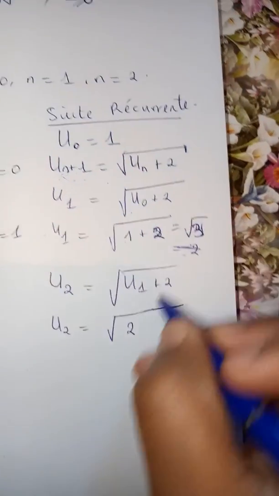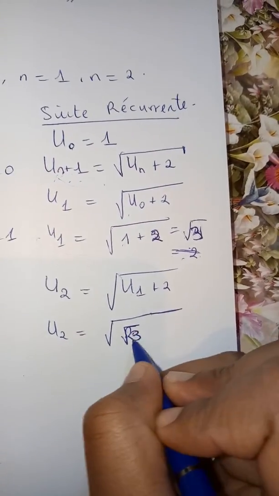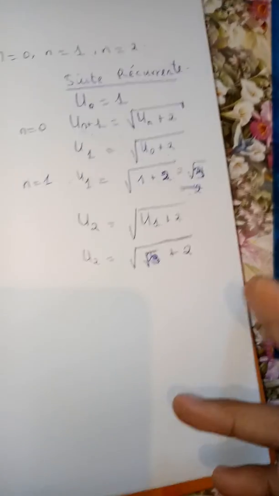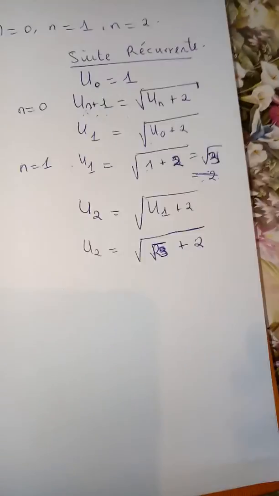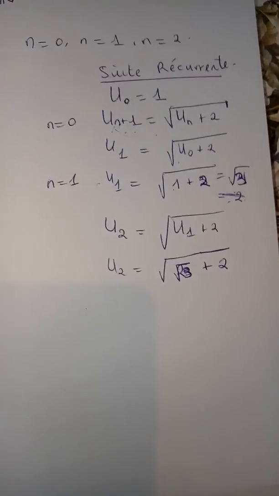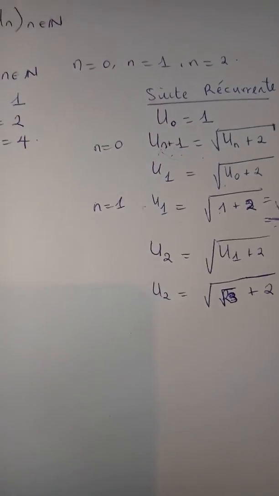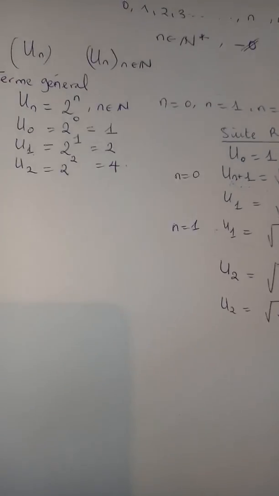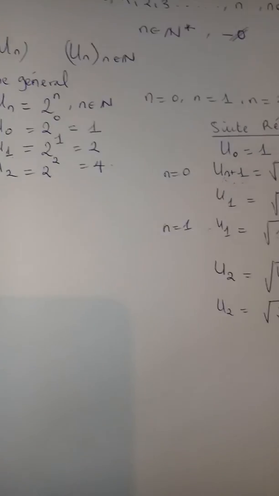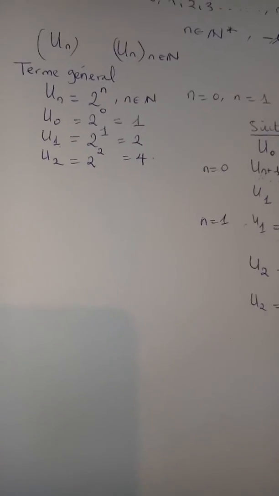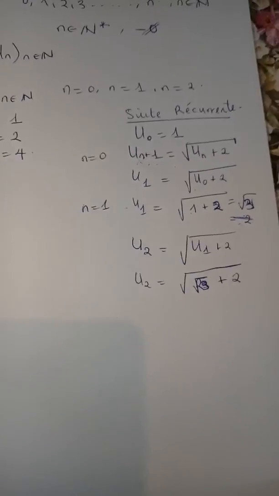So our u2 is racine de (racine de 3 plus 2). Of course, this can be broken down, and that's how you keep going until you get to the nth term of your suite. That's so far about the definition of a suite. There are various examples that you can give, but the main thing is either you define it according to the terme général or according to the suite récurrente.